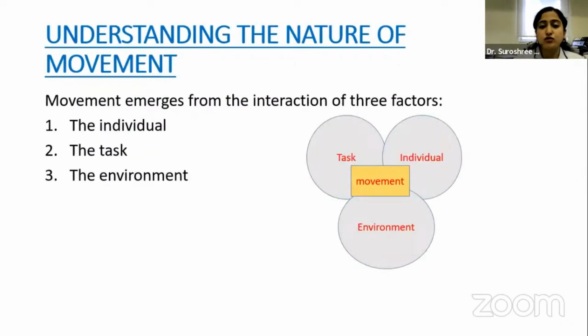So now coming to understanding the nature of movement. Like the first thing that I said, how a movement is done. What are the factors that define how the movement will be done? So there are three basic components or three basic factors. A movement emerges from three factors, that is individual, task, and environment. Now, why these three factors?